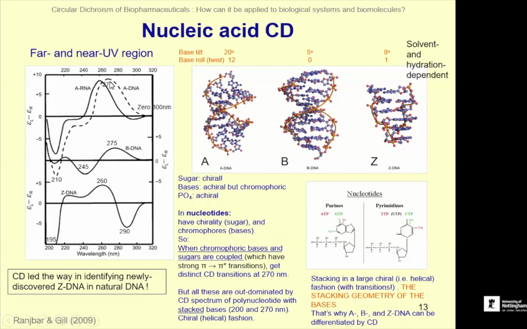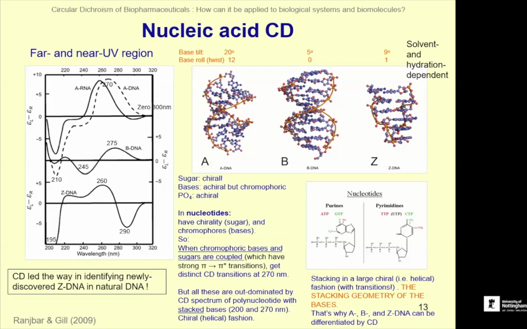So you see that common to them all, around 270 you see strong spectral characteristics. But in the case of A, B and Z, they are actually different, distinct spectra. So why is that? The reason is that all these spectra that I've just described, those transitions, are completely out-dominated by the helicity, the double helix arrangement in the DNA.